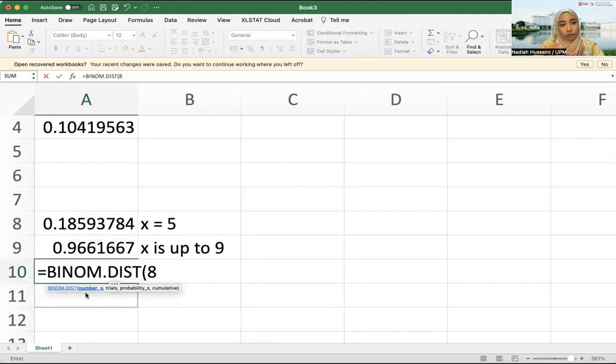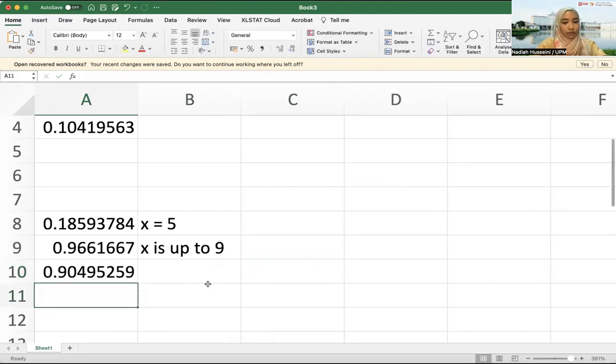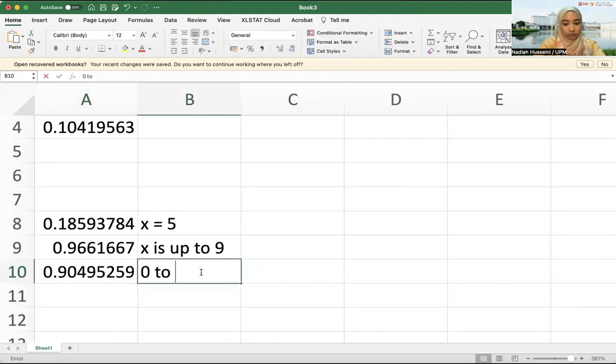We are going from 0 up until 8 because x is less than or equal to 8. So 8 is in the equation because it is also equal to 8. And then we have our trial as 15 and our probability as 0.4. And we are using cumulative, which is true. So this is 0 to 8.